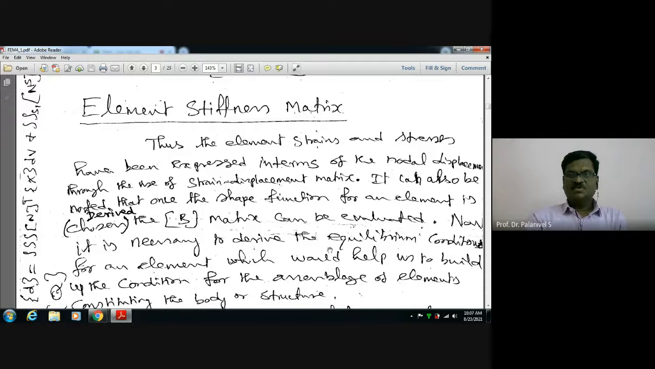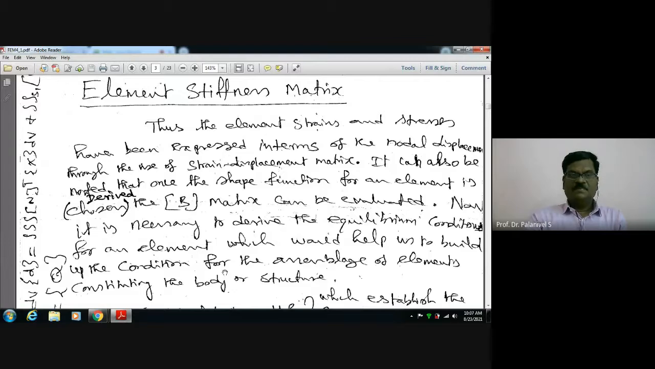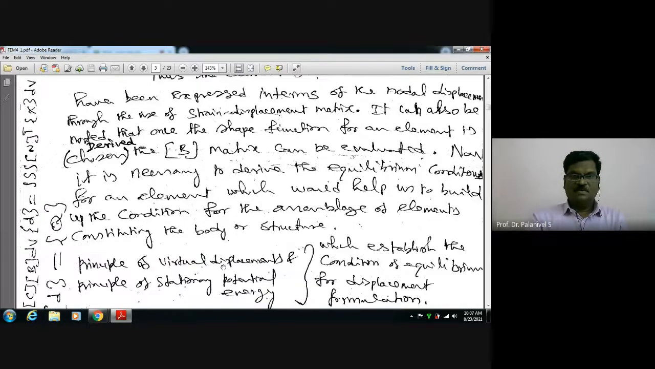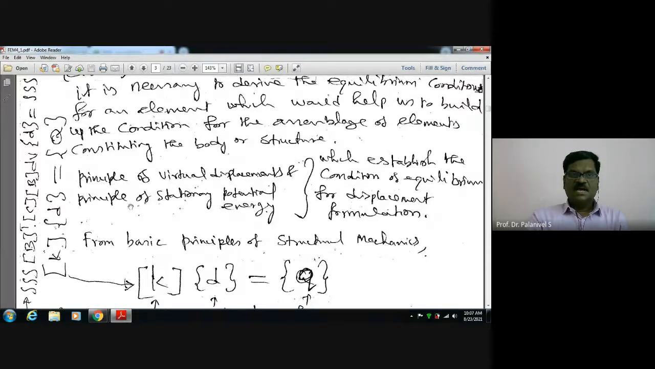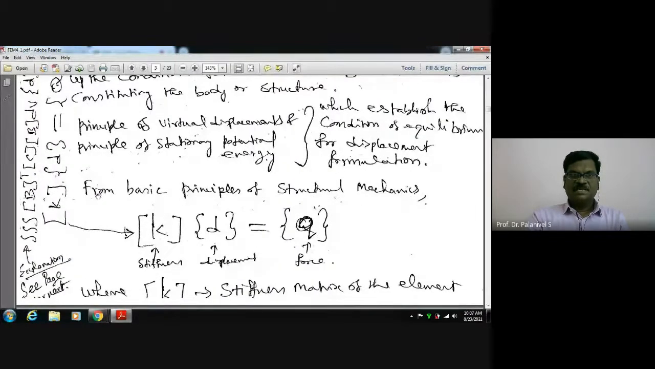Now it is necessary to derive the equilibrium condition for an element, which would help us build up the condition for the assemblage of elements constituting the body or structure. Now we have to write equilibrium equations. For that we require the element stiffness matrix. How do we get it? For that, the principle of virtual displacements and the principle of stationary potential energy establish conditions of equilibrium for displacement formulation. Using the principle of virtual displacements, from the basic principles of structural mechanics, we get k d = q.